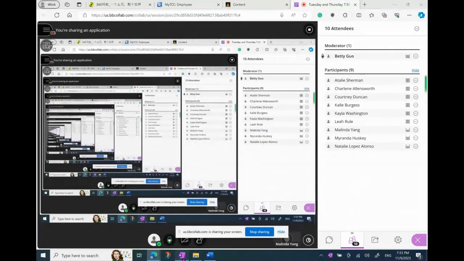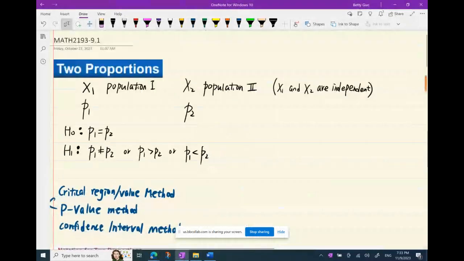So today we are going to start Chapter 9. In Chapter 9, we continue hypothesis testing, but the claims in those tests involve 2 populations. In Section 9.1, we are going to test claims regarding 2 population proportions. Here we require the 2 populations to be independent.